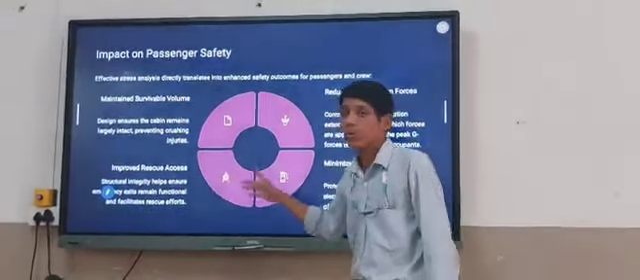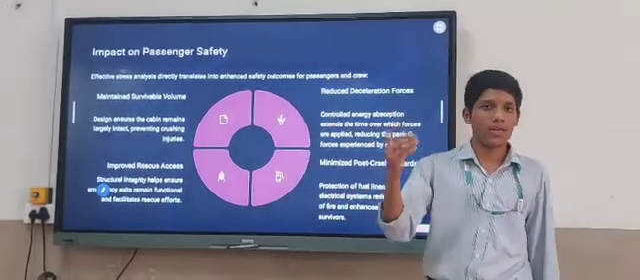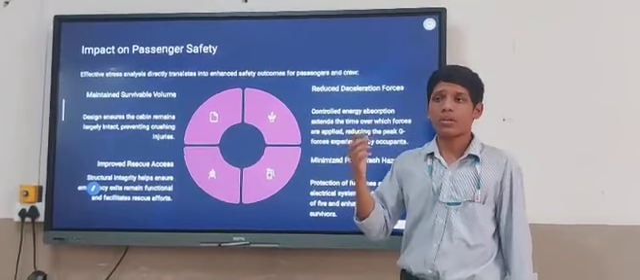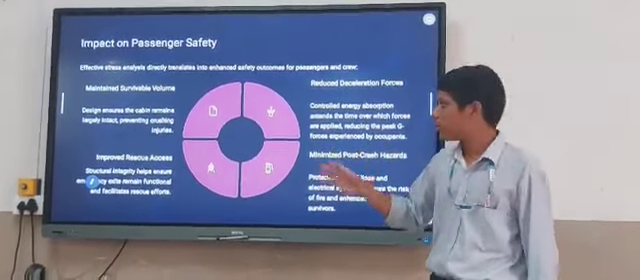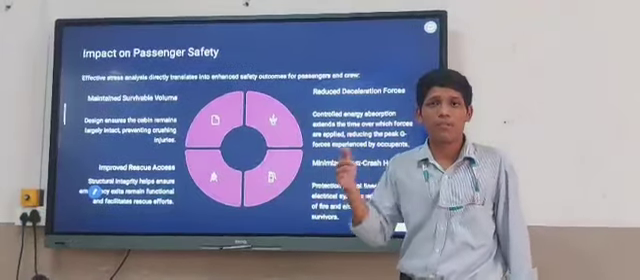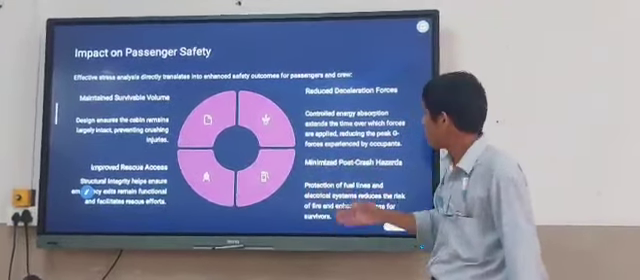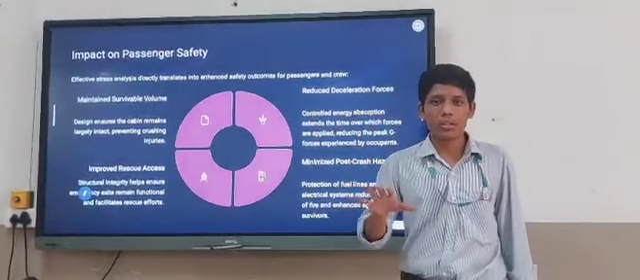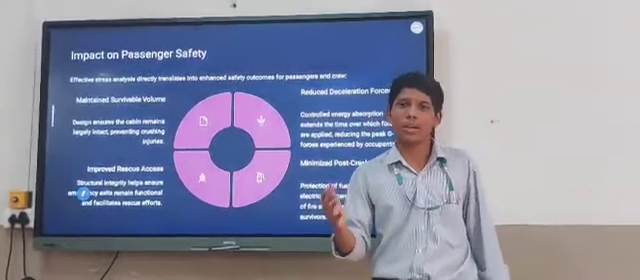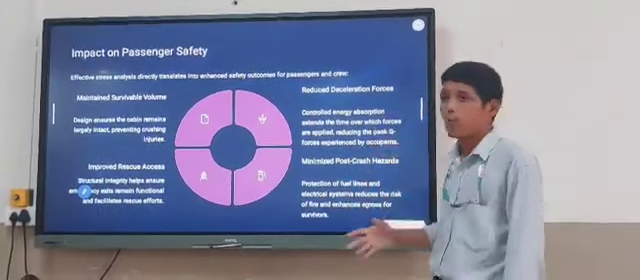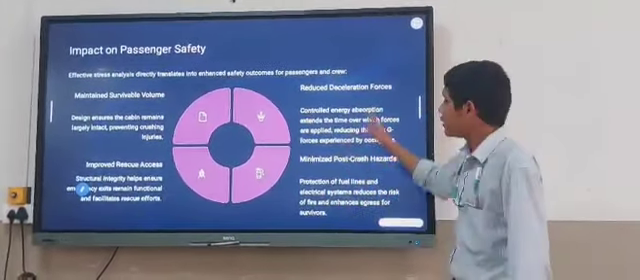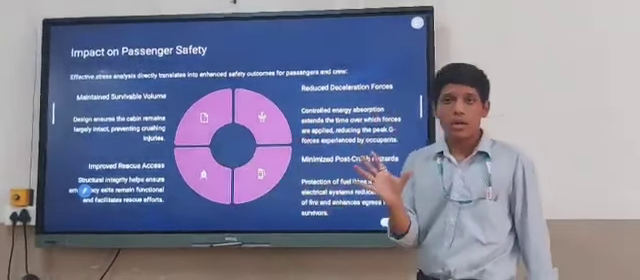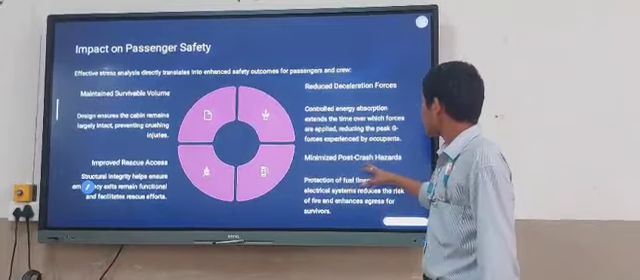Whereas in improved rescue access, there are certain rescue areas in the front and the back of the aircraft, and it has to be made sure that they have optimum strength, so that they do not crumple or fail in case of an emergency. Reduce deceleration forces: in the case of emergency landings or crashes, the forces should be dissipated in such a way that rescue area access should be minimized, and minimize post-crash hazards.